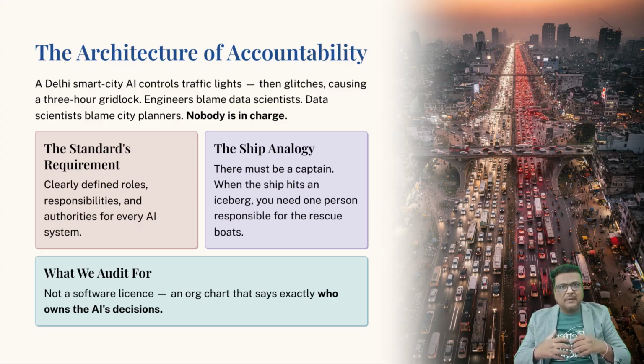Picture a massive smart city project in Delhi where an AI controls the traffic lights to reduce congestion. One afternoon, the system glitches, causing a 3-hour gridlock, and suddenly no one can find the person who has the authority to manually override the code. The software engineers point to the data scientists, and the data scientists point to the city planners. Nobody is in charge. This is a total breakdown of accountability.